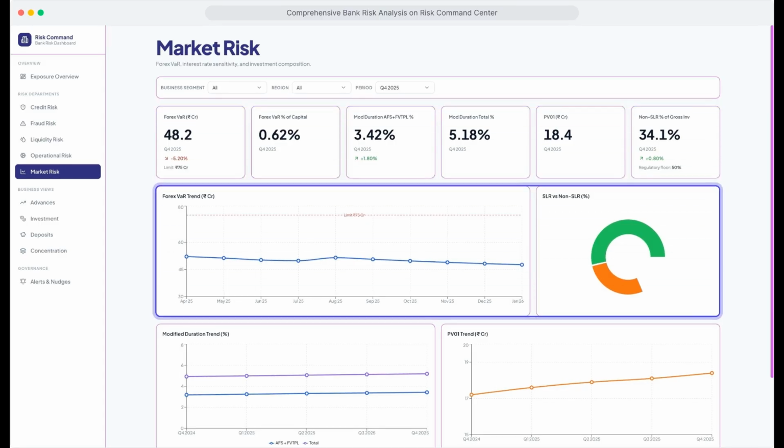The forex VAR trend shows how market risk exposure is moving against the approved limit. The SLR versus non-SLR chart shows the composition of the investment portfolio. This helps users understand how much of the portfolio is in statutory liquidity assets versus other investment categories.